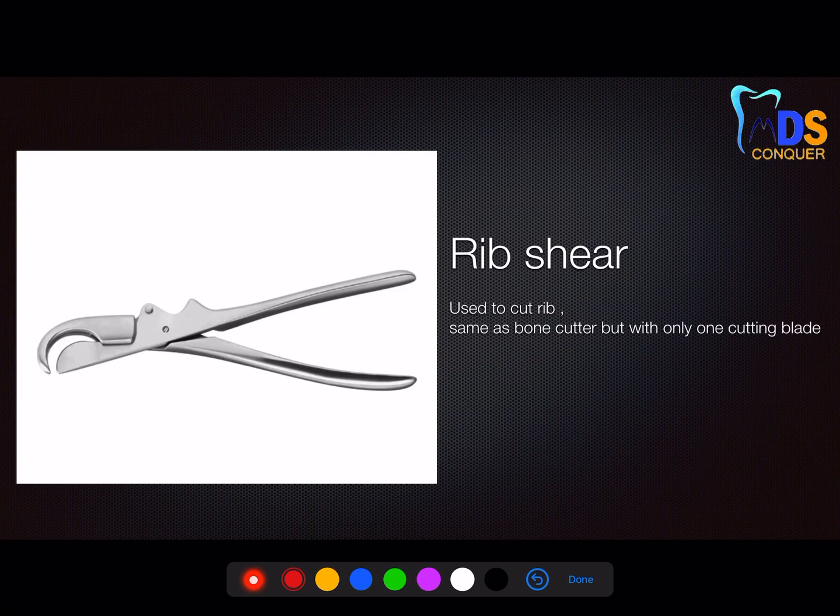The next one looks like a cutting plier, which is used to cut the rib. It is the same as the bone cutter, but the only difference is it has only one cutting blade. You can identify the area where you want to remove the rib to harvest it. Make sure it is away from the vital structures, and then give a cut so that you can remove the rib and use it as a bone graft.